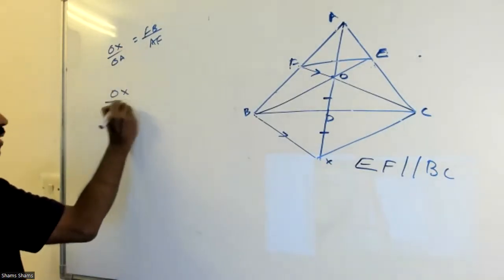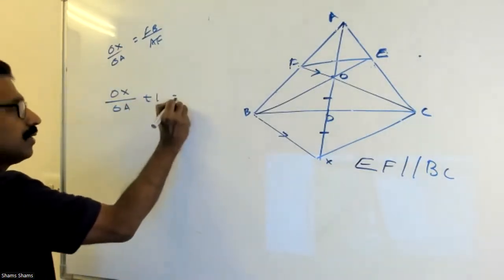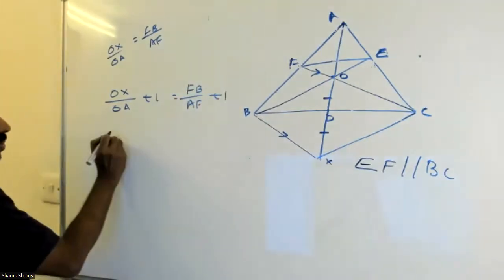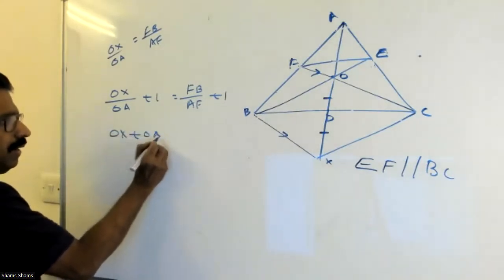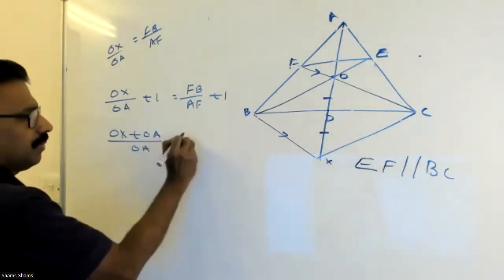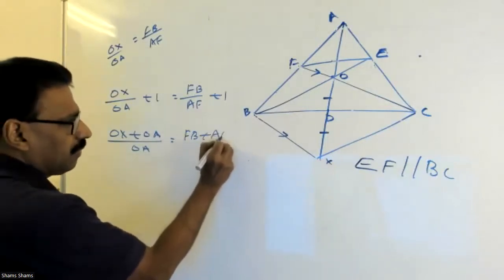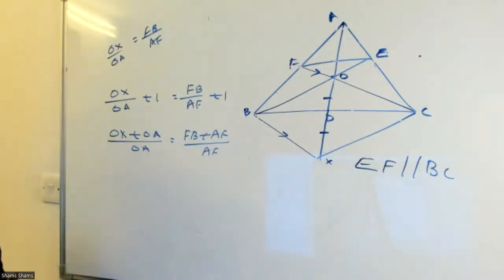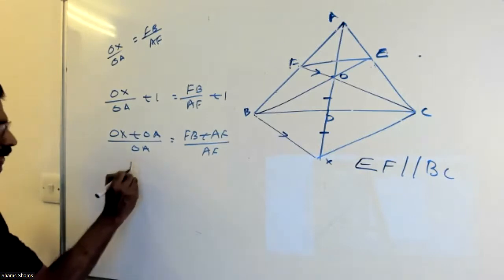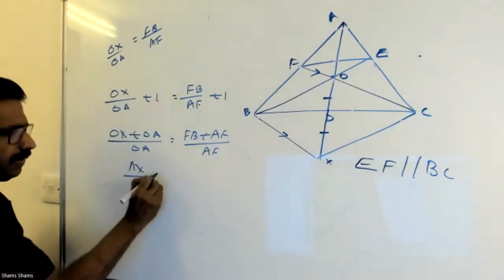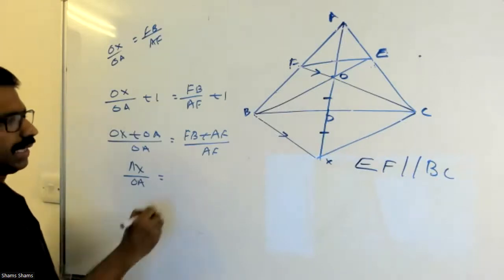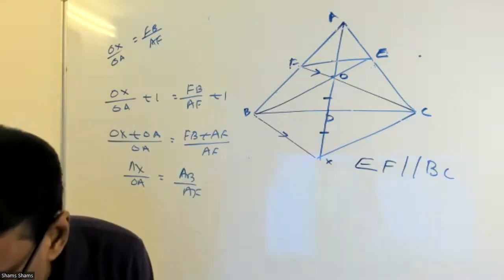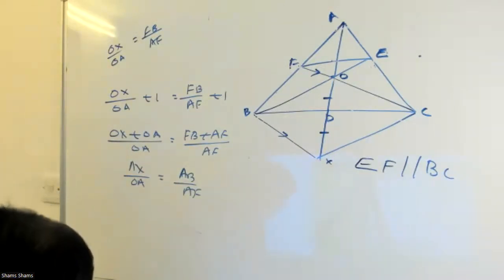OX divided by OA plus 1 equals FB divided by AF plus 1. So OX plus OA divided by OA equals FB plus AF divided by AF. OX plus OA is AX, so AX by OA equals FB plus AF, that is AB, divided by AF. This is what we find: AO is to AX equal to AF is to AB.